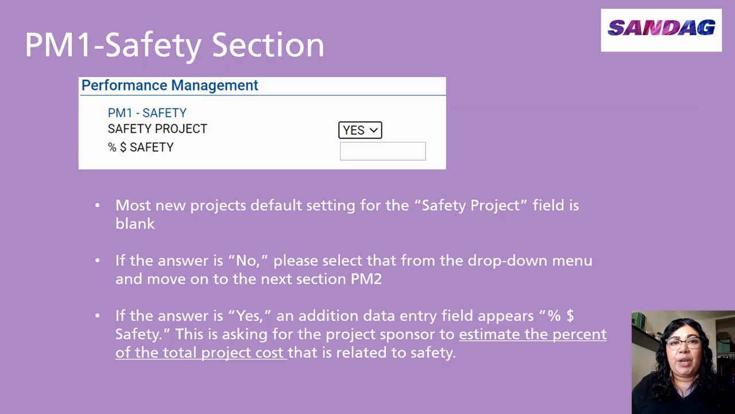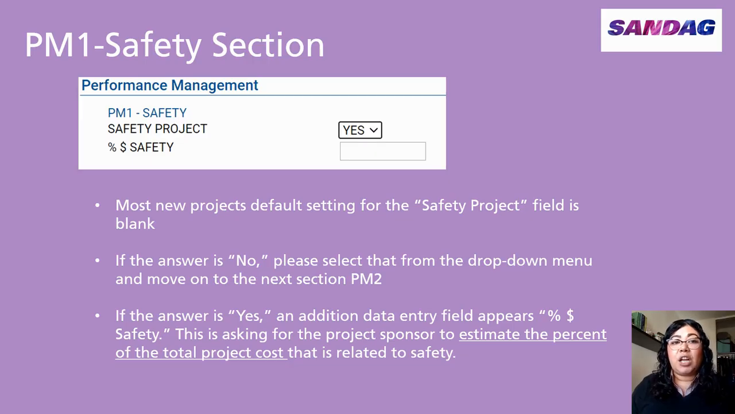The PM1 component of performance management is focused on transportation safety projects and safety elements of broader transportation projects. For most new projects, the default setting for the safety project field is blank. This is asking if the project is safety related or if it has significant components that are safety focused. If the answer is no, please select that from the drop-down menu and move on to the next section for PM2. If the answer is yes, in addition, a data entry field appears as % $ safety.